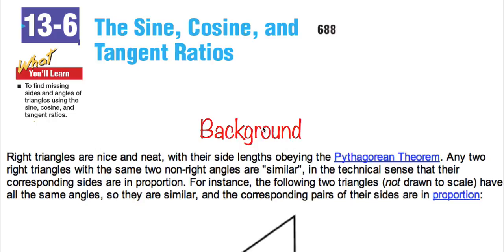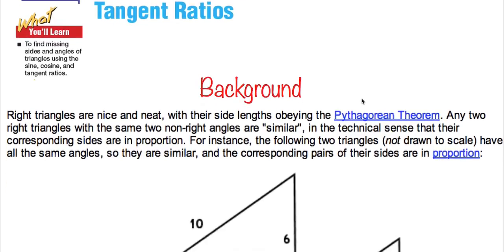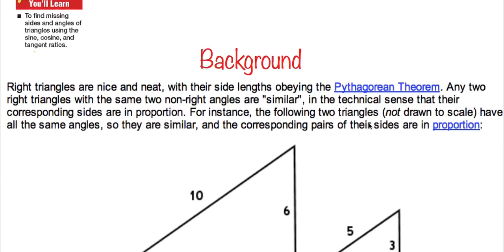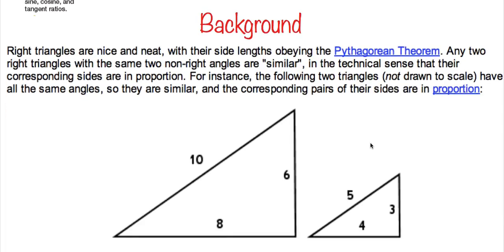Ratios, 13-6. The objective of this lesson is to find sides and angles of triangles using the sine, cosine, and tangent ratios. Let me give you a little bit of background on how mathematicians were able to come up with the sine, cosine, and tangent ratios. Background: right triangles are nice and neat, with their side lengths obeying the Pythagorean theorem.